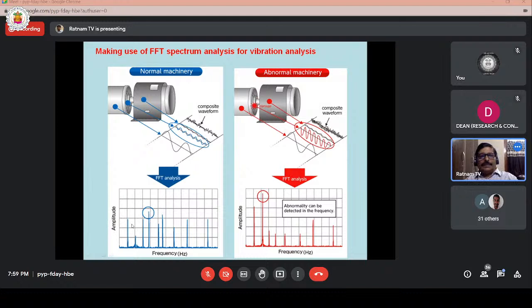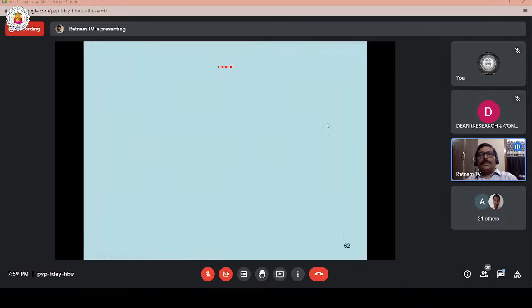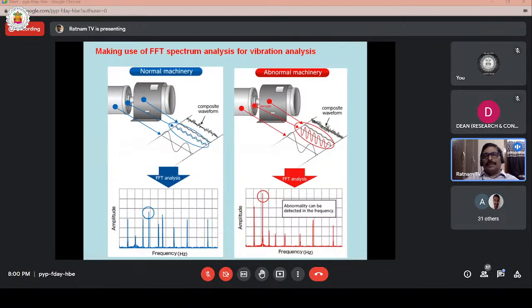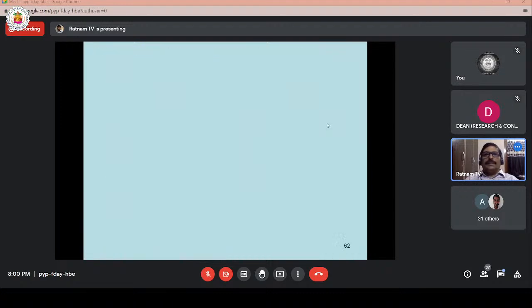This second peak is increased. The abnormality can be detected in the frequency range, whereas you cannot identify it in this complex waveform. In this complex form, we cannot identify which component is producing the problem. So this time domain signal is converted into FFT to identify the defects in any machinery.